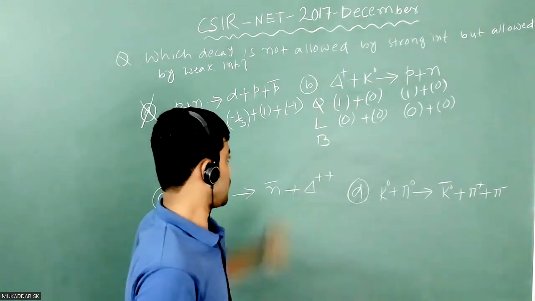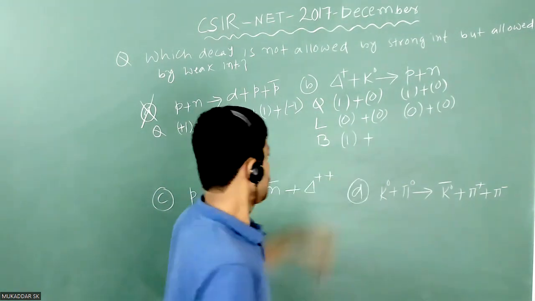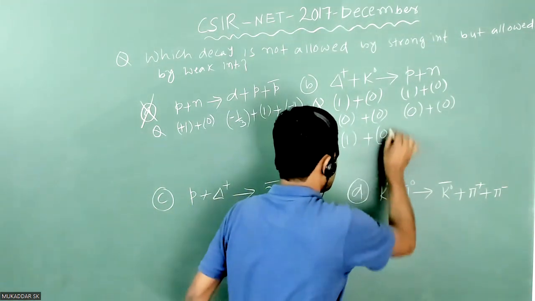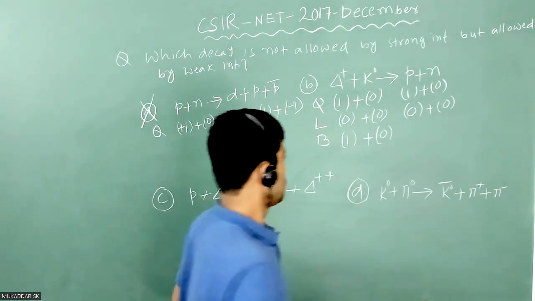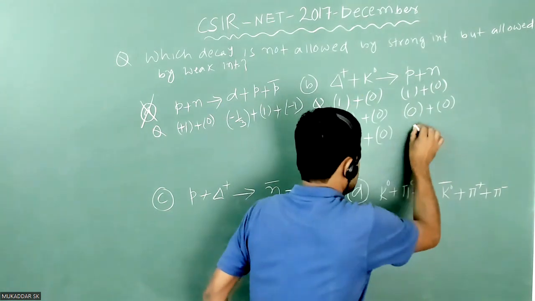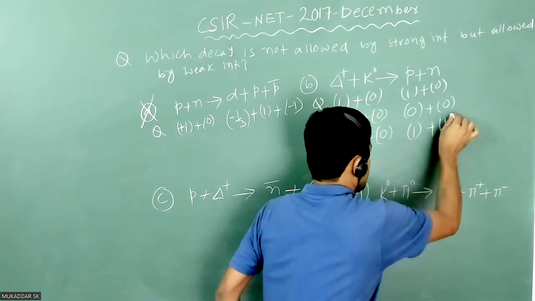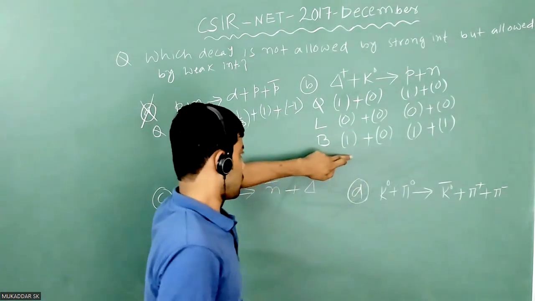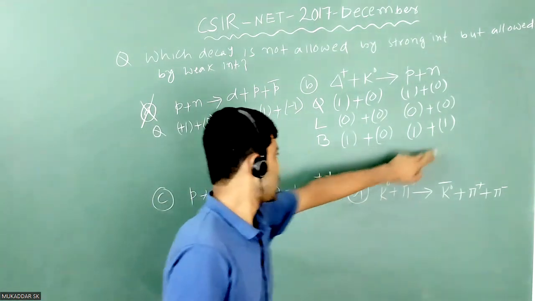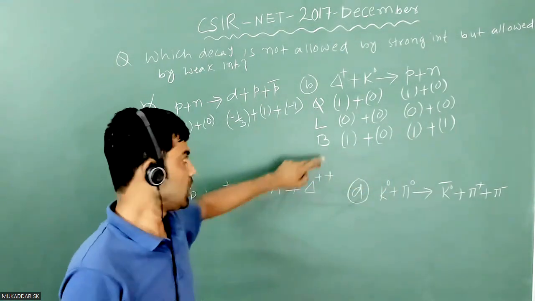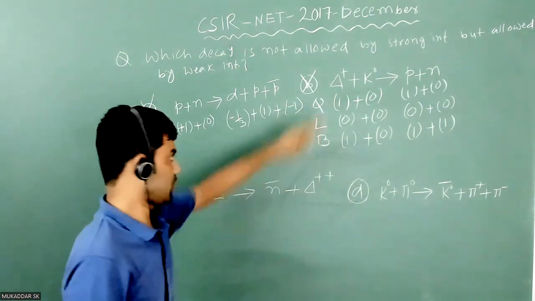Now we'll check baryon conservation B. So delta plus is a baryon particle, obviously this number will be 1. For K0, this number will be 0, since this particle is a meson. And for proton, this number is +1, and again for neutron, this number will be +1. So on the left hand side you have +1, but on the right hand side you have 2. It means baryon is not conserved in this decay. That's why this decay is not allowed by any interaction.